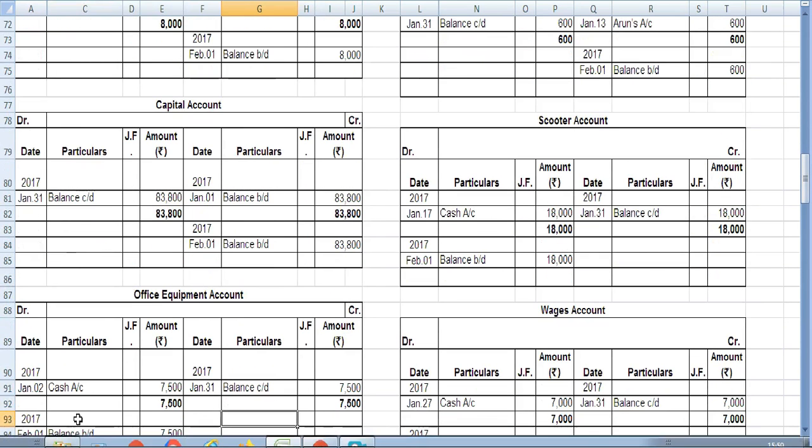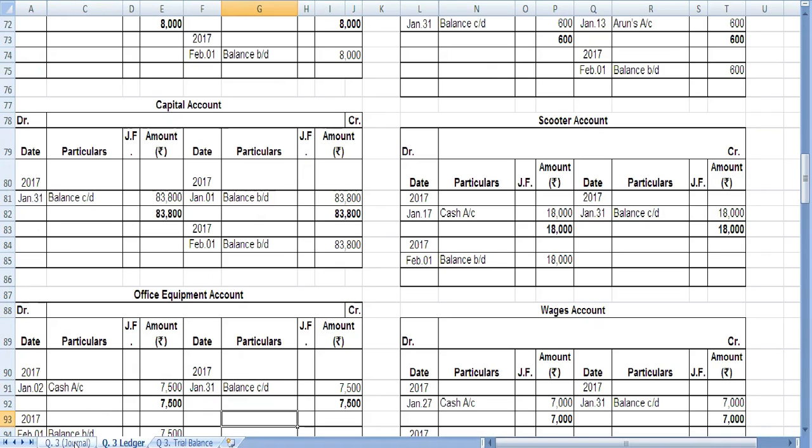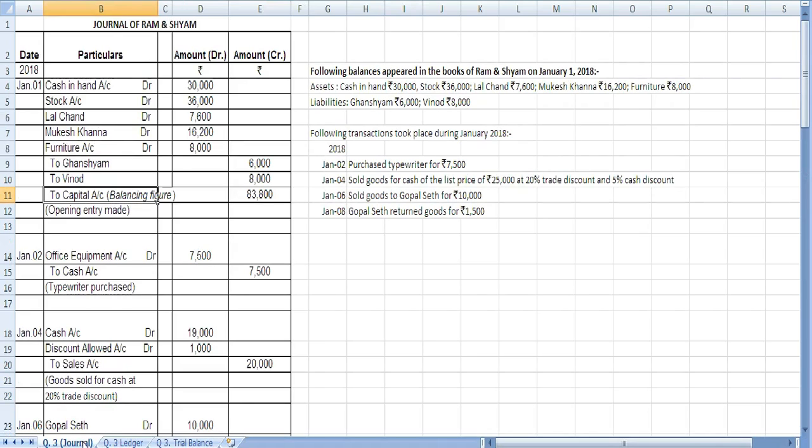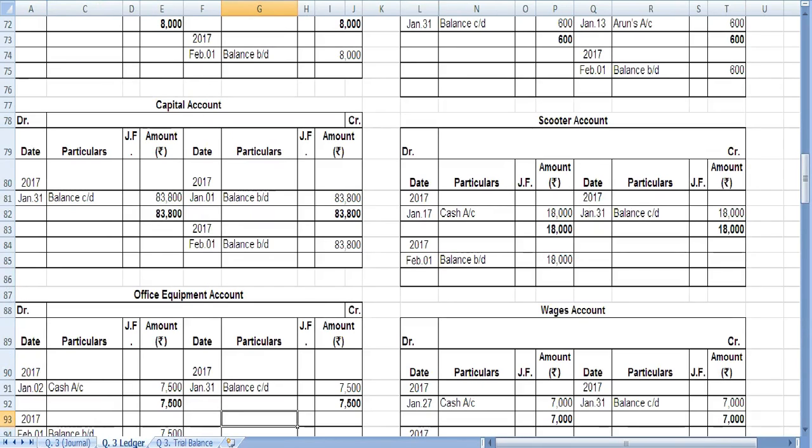So how are we reading here? This one. Okay, so this one we are reading as office equipment to cash. So here we'll do the posting: office equipment to, this side is to cash. Okay, office equipment to cash. Now we know that it has to be double entry system, which means in both the books the entry has to be made so that there is no mistake. So office equipment to cash we have done.